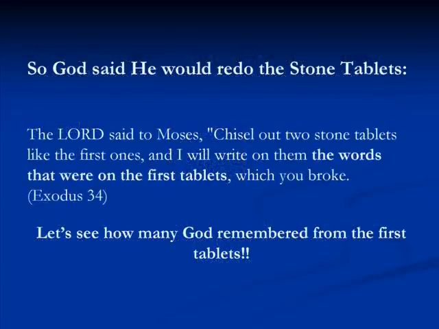So God said he would redo the stone tablets. In Exodus 34, the Lord said to Moses, "Chisel out 2 stone tablets like the first ones, and I will write on them the words that were on the first tablets, which you broke." So let's see how many God remembered from the first tablets.